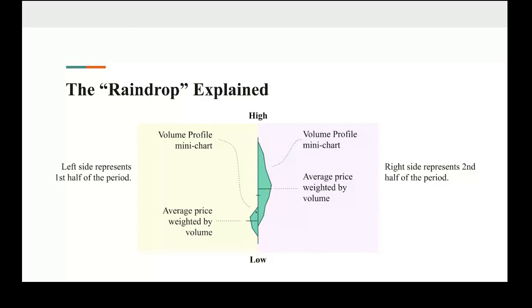The second layer is the volume profile on each side of the chart. Here you can see the volume profile on the left is telling us that a lot of the volume during the beginning of the day, if this is a daily chart, was focused at the bottom of the range. As the day progressed, you can see a lot of that volume kick in during the second half of the day, actually driving prices up. So this is a way to visualize volume flowing throughout a particular period.